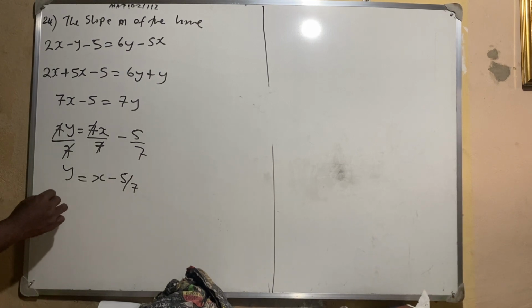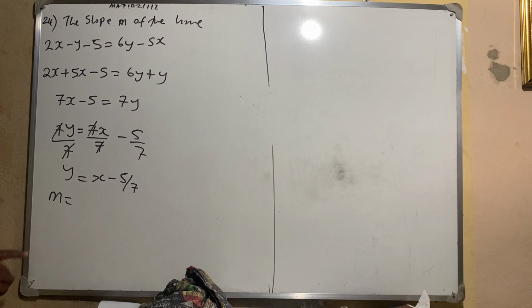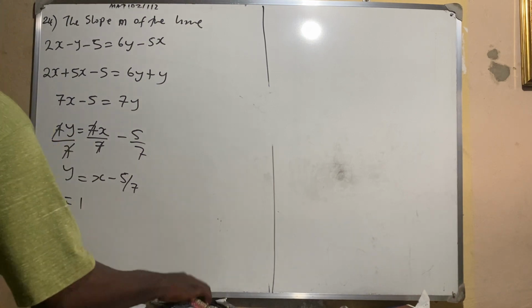And slope is simply the coefficient of x when you make y the subject of the formula. The coefficient of x here is just 1, so the slope there is simply 1. Okay, so check your own option.